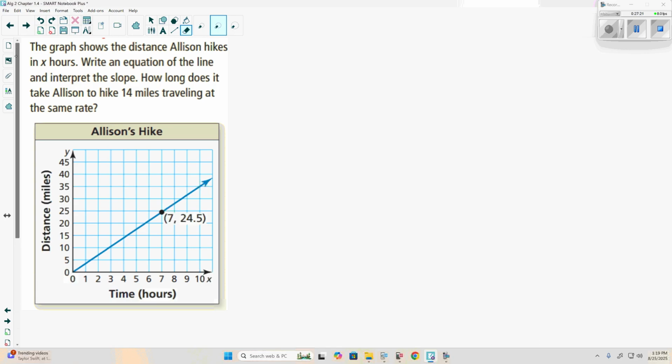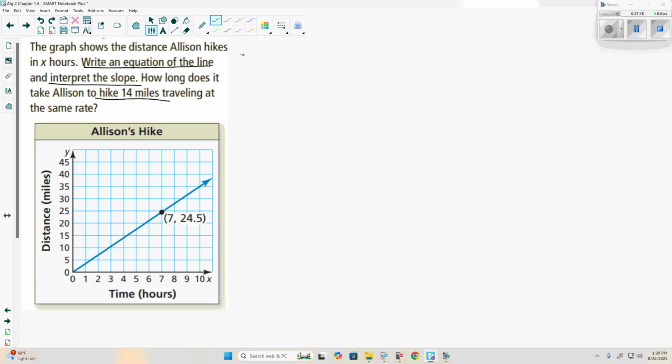The graph shows the distance Allison hikes in X hours. Write an equation of the line and interpret the slope. How long does it take Allison to travel 14 miles, traveling at the same rate? A few things we need to find. One, we need to write an equation of the line. We need to interpret the slope, and then see how long it takes her to travel 14 miles.